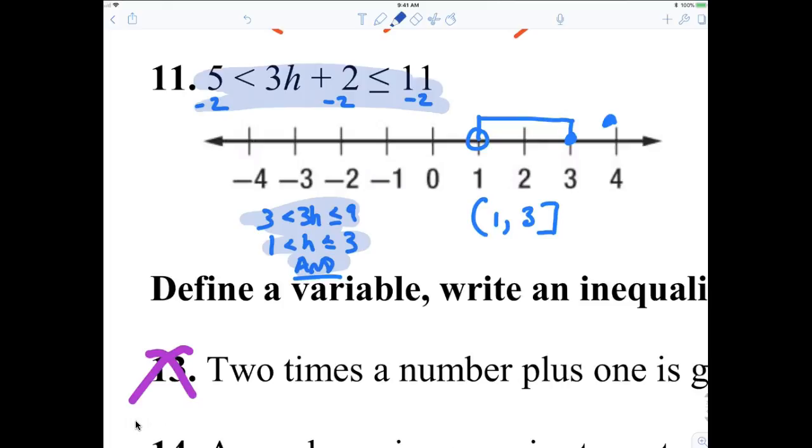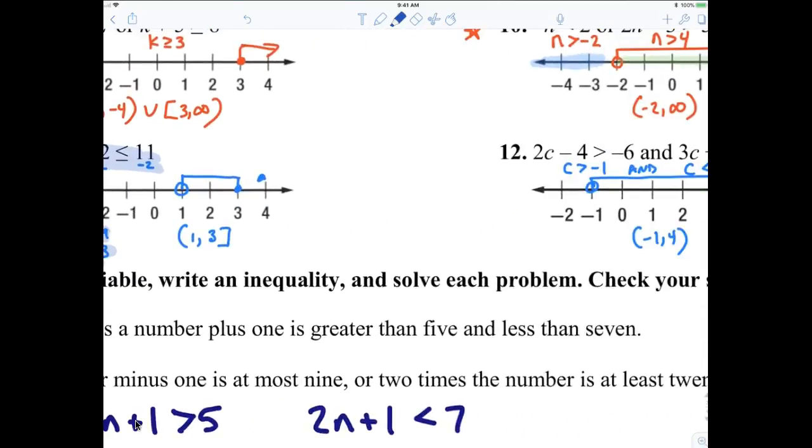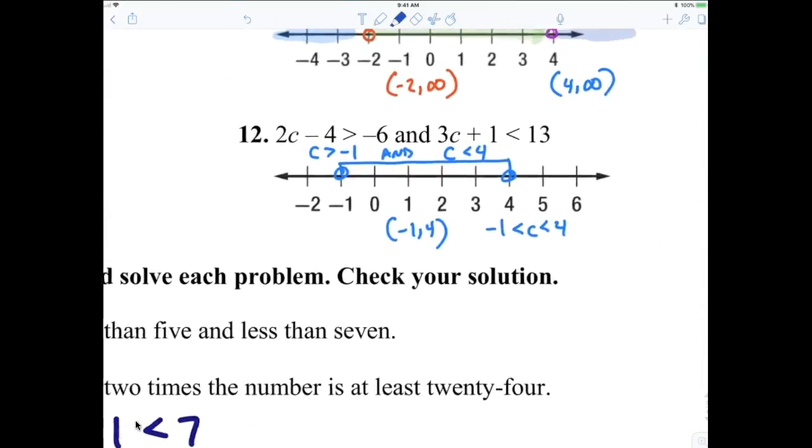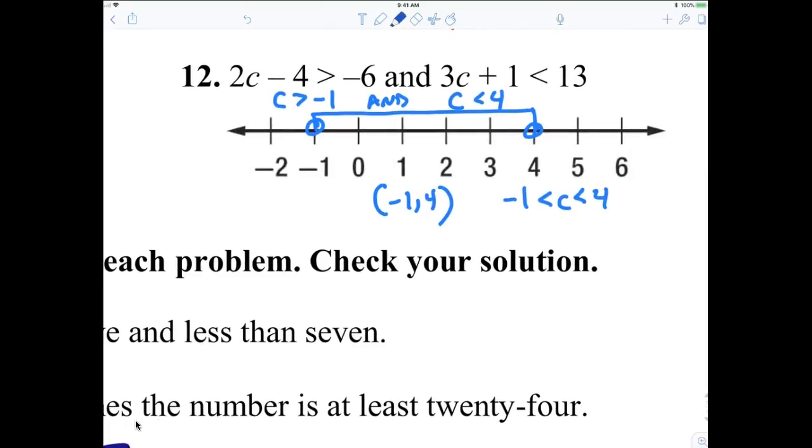Any questions or concerns? And one more. Somebody said number 12. All right. Now again, we practice our mental math on that. 2c is greater than -2. Divide by 2, c is greater than -1. Subtract 1 and divide by 3, c is less than 4. You with me? And it's an and statement.